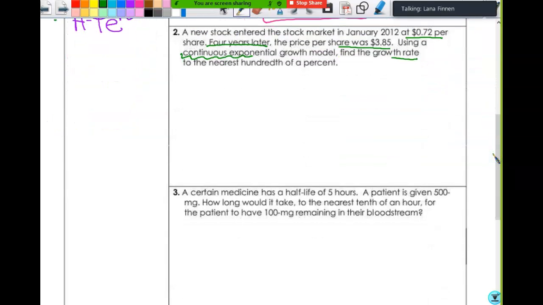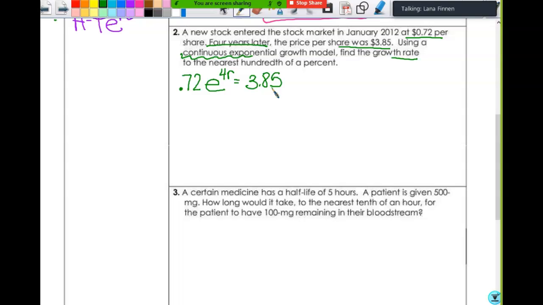So our principal amount, we started with 0.72. That's my principal amount times E to the rate, which I don't know, times T, which is 4. So it's going to be 4 times R up there. Equals the amount in the end, which would be $3.85.